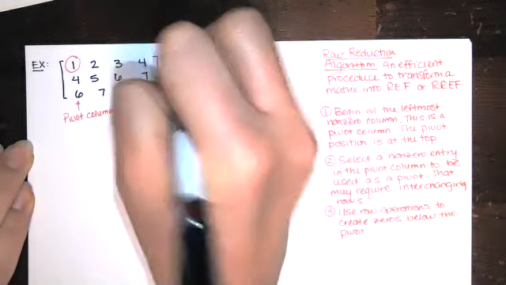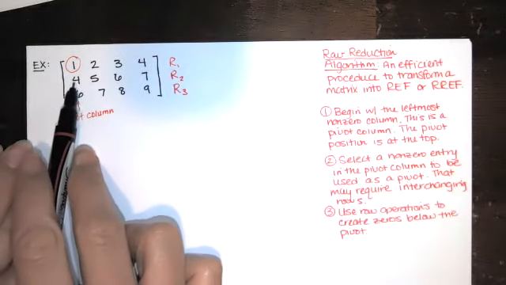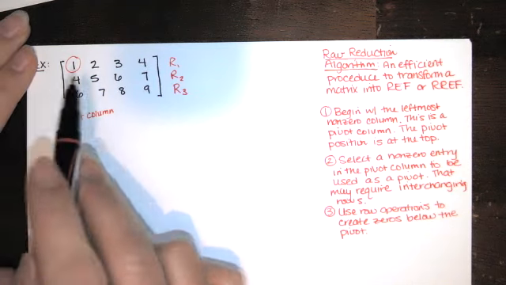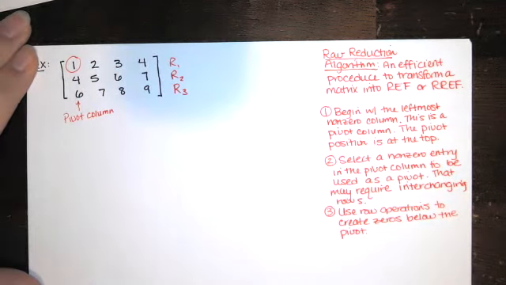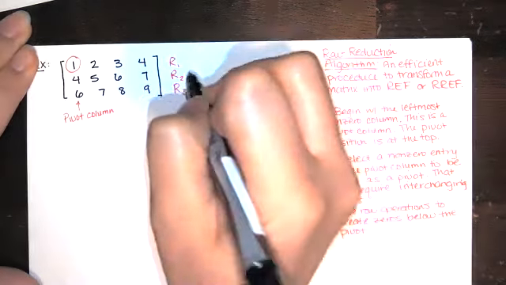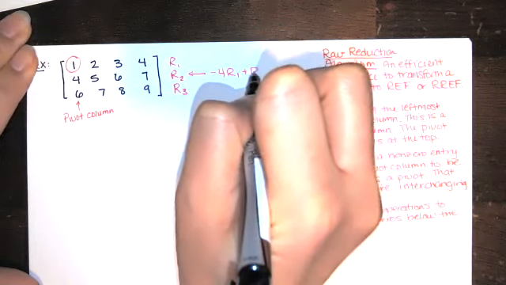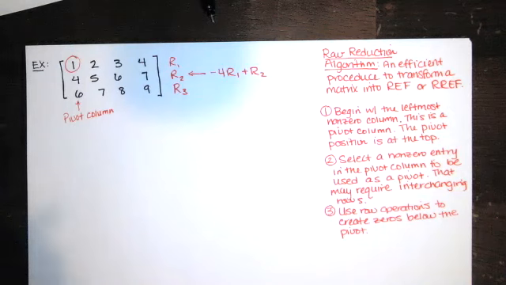I'm going to call this row 1. I'll call this row 2 and this row 3. Now I want to get rid of that 4 in row 2. So what I will do is I will take row 1 and I'll multiply it by -3, or excuse me, -4. And then I'll add it to row 2. That's one of our elementary row operations. That's legal. So let's do that.